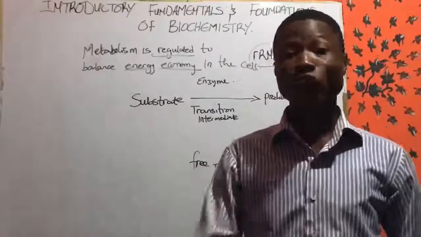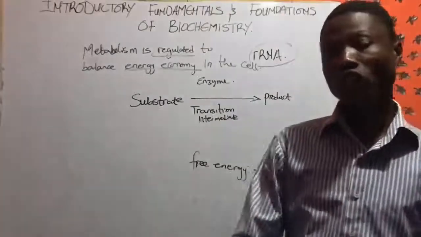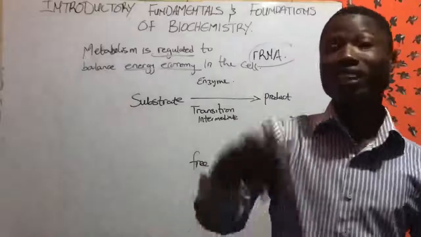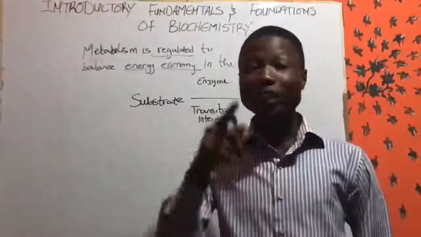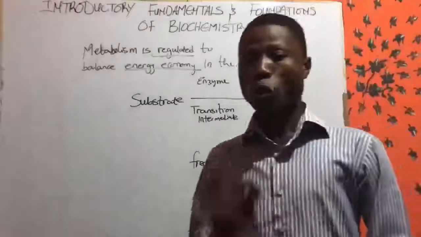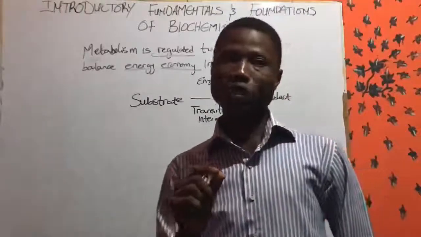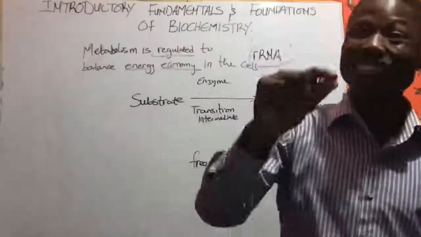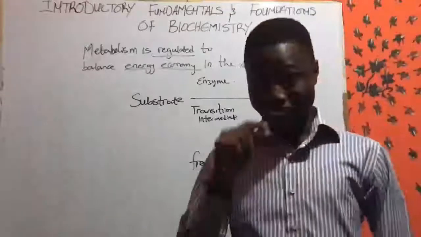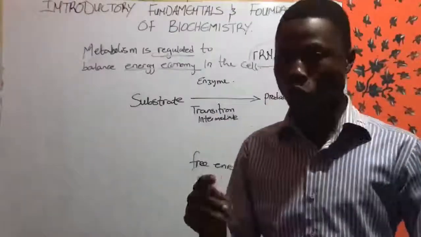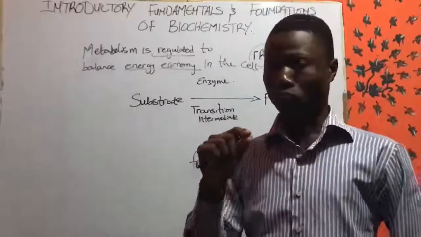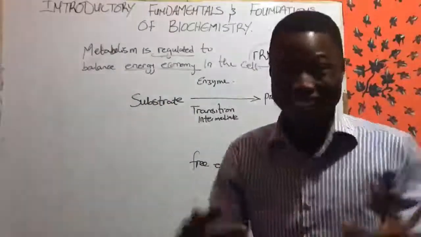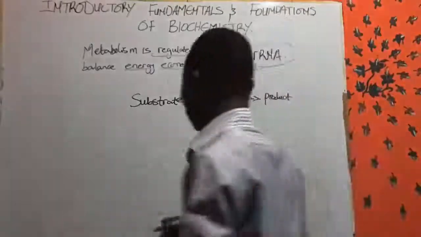Pyruvate will enter the pyruvate dehydrogenase multi-enzyme complex. After the degradation there, your pyruvate will give you your acetyl-CoA. Now, acetyl-CoA, being the end product of carbohydrates, happens to be one of the precursors of fatty acid synthesis in the human cell or in the animal cell. So that means at the point of acetyl-CoA, both glucose degradation and lipid synthesis can be regulated. This is what I'm trying to say.